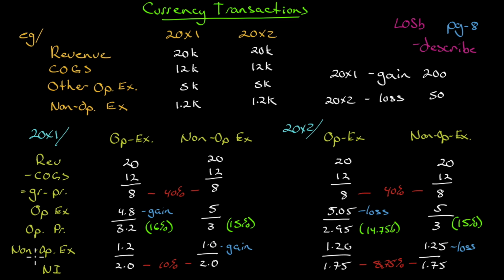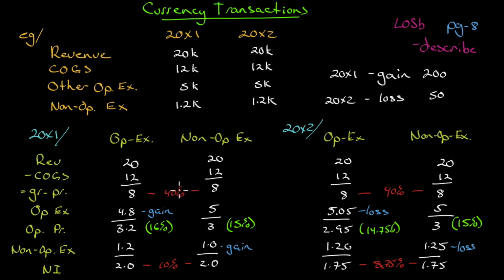So let's deal with 20x1 here, and then we'll move on and deal with 20x2. We'll do it under two scenarios. We'll put the gain under operating expense, and then we'll put the gain under non-operating expense and see what happens. Revenues are the same, and cost of goods will be the same in both, so gross profit is the same in both. Notice that it doesn't affect the gross profit margin. Wherever the company puts it, it won't affect the gross profit margin.